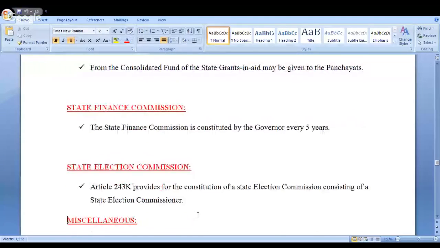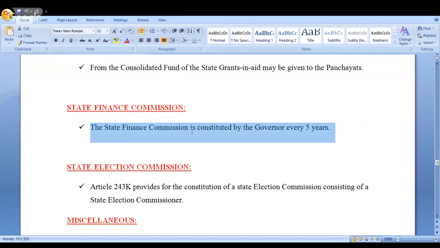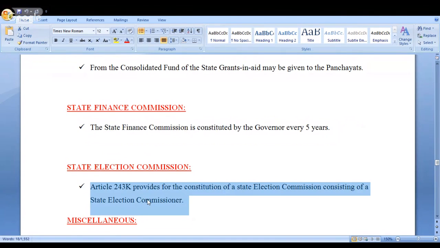Look at this. The State Finance Commission is constituted by the governor every 5 years for this function, just now I told you. And State Election Commission, Article 243K provides for the constitution of the State Election Commission consisting of a State Election Commissioner, and the State Election Commissioner is appointed by the governor, right? And the functions are to conduct the elections to Panchayati Raj.